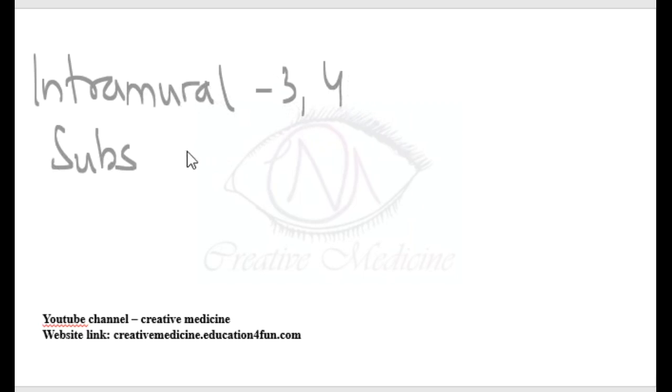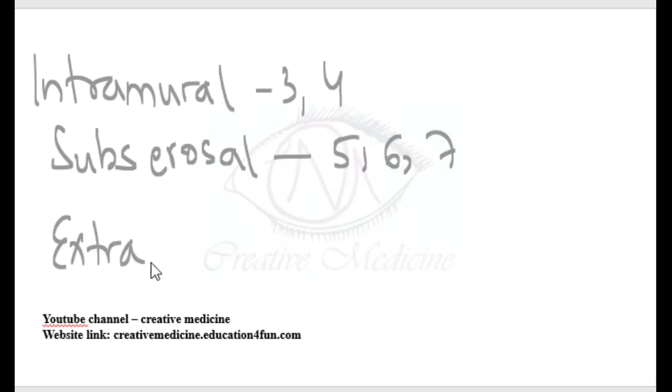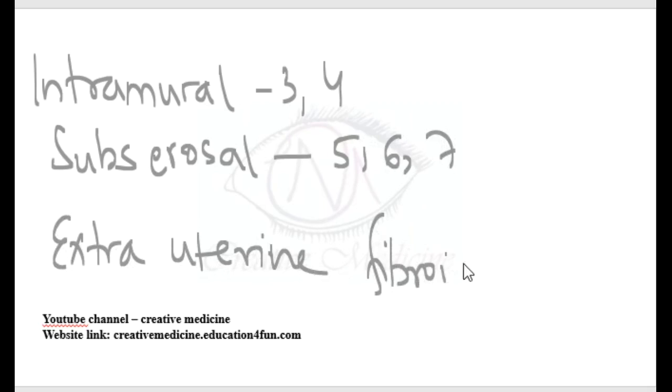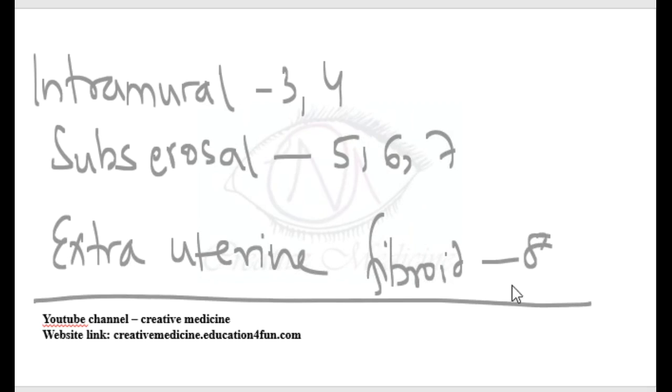Intramural are type 3, type 4. Subserosal fibroids are type 5, type 6 and type 7. Then we have extrauterine fibroids. Extrauterine fibroids are type 8.